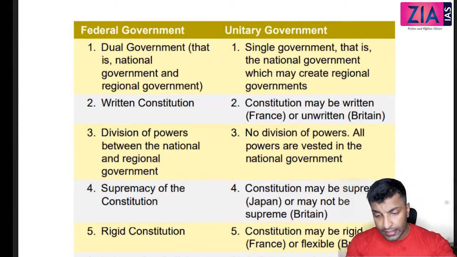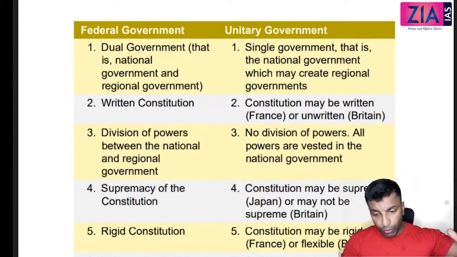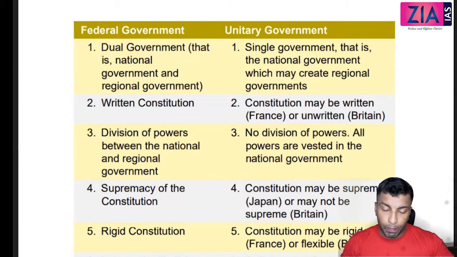There will be a union list, a state list, and a concurrent list. In the union list, the union will make the laws. In the state list, the state will make the laws. In the concurrent list, both will make laws, that is concurrent, that will go parallel. And then the residuary power is with the center. So we will say that residuary power is with the center to support that there is a unitary bias.